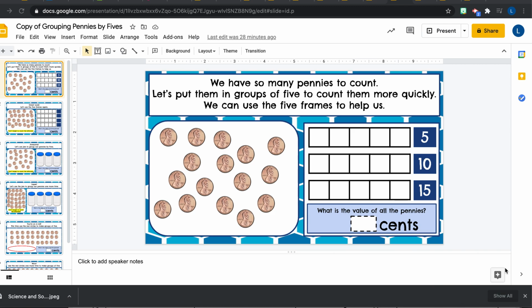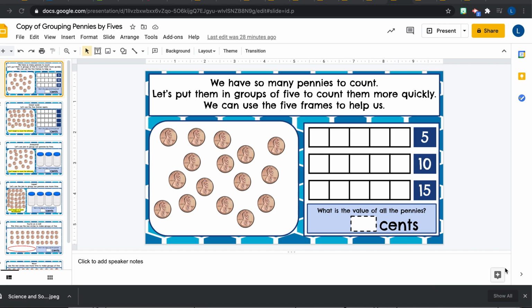5's. So let's start with 0, 5, 10, say it with me, 15, 20, 25, 30. We're going to keep going all the way to 100: 35, 40, 45, 50, 55, 60, 65, 70, 75, 80, 85, 90, 95, 100.